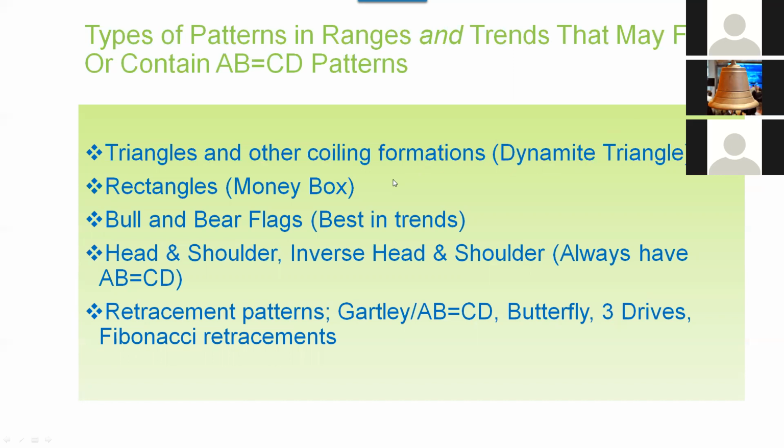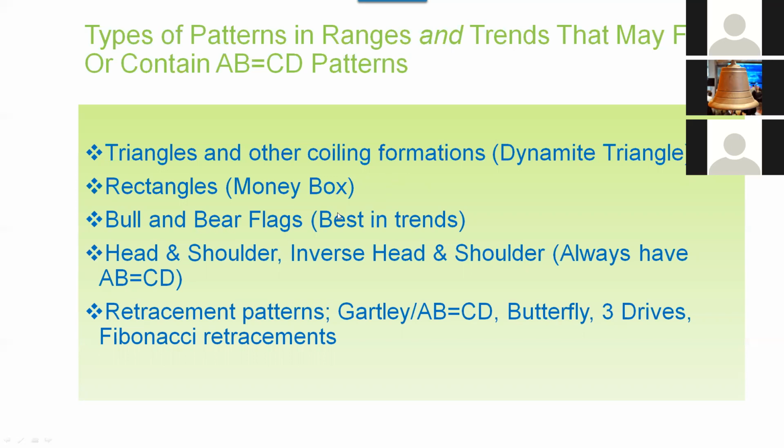Rectangles, which I refer to as a money box, is a basic, you have a horizontal trend line upper and lower. It's a rectangle shape. I call it a money box because eventually it's going to come out of that box and you pull money out of the box if you're trading the correct direction.